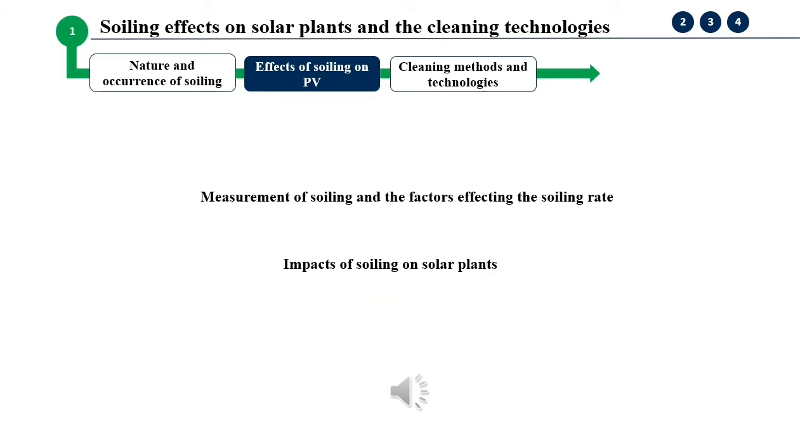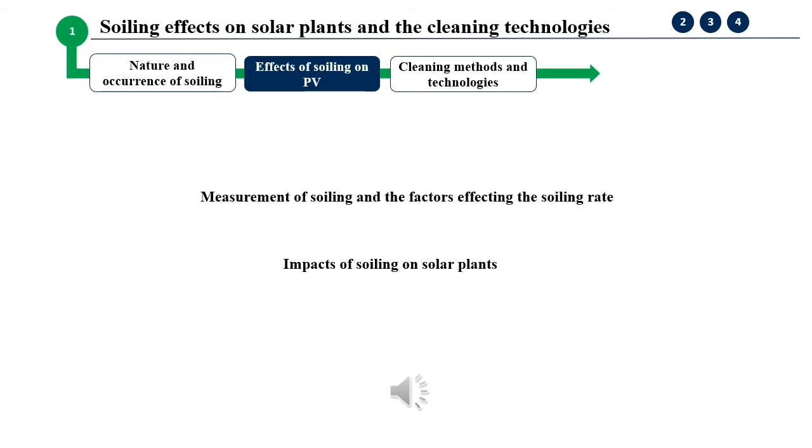Effects of soiling on PV panels. First of all, measurement of soiling and factor effects on soiling rates. Soiling deposition, such as aerosol or dust, can be measured using multiple devices. The most used are the tracking clearance sensor and the reflectometer for soiling rates and mirror reflectivity measurement for CSP plants, and the current-voltage curve tracer for PV applications.